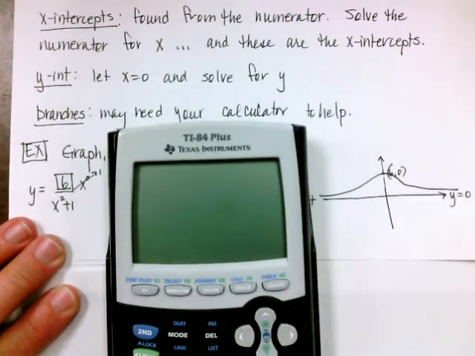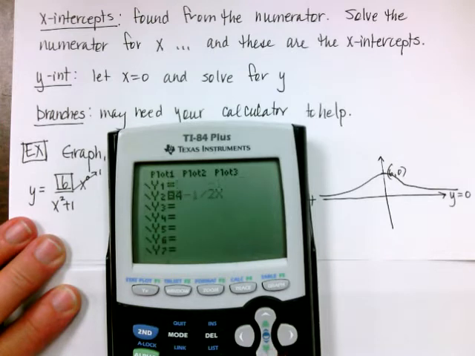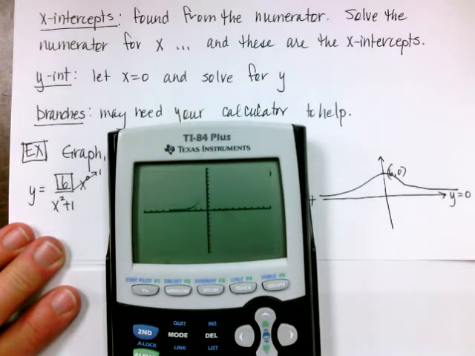So I'm going to scoot it over. If I go to my y equals and I clear all that stuff, and I do 6 divided by, and I put my entire denominator in parentheses, and I graph. There's my graph. Pretty cool looking, right?